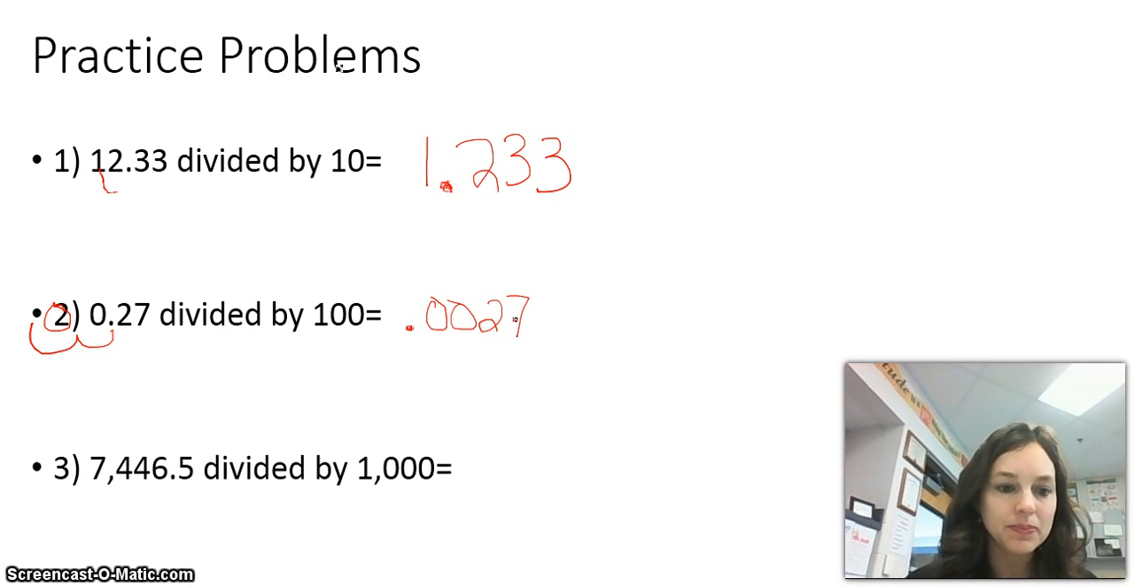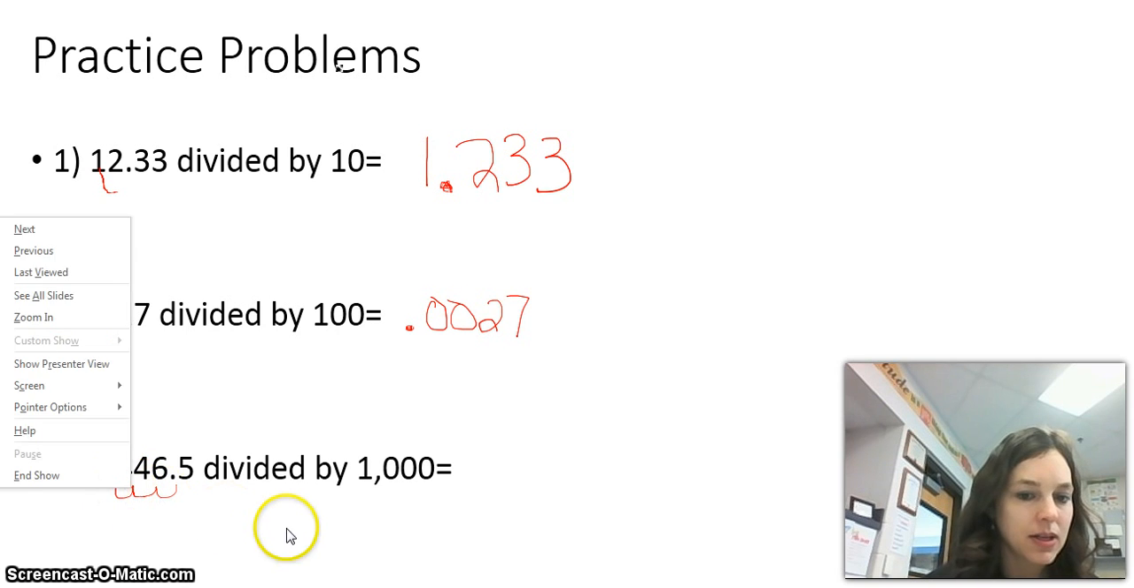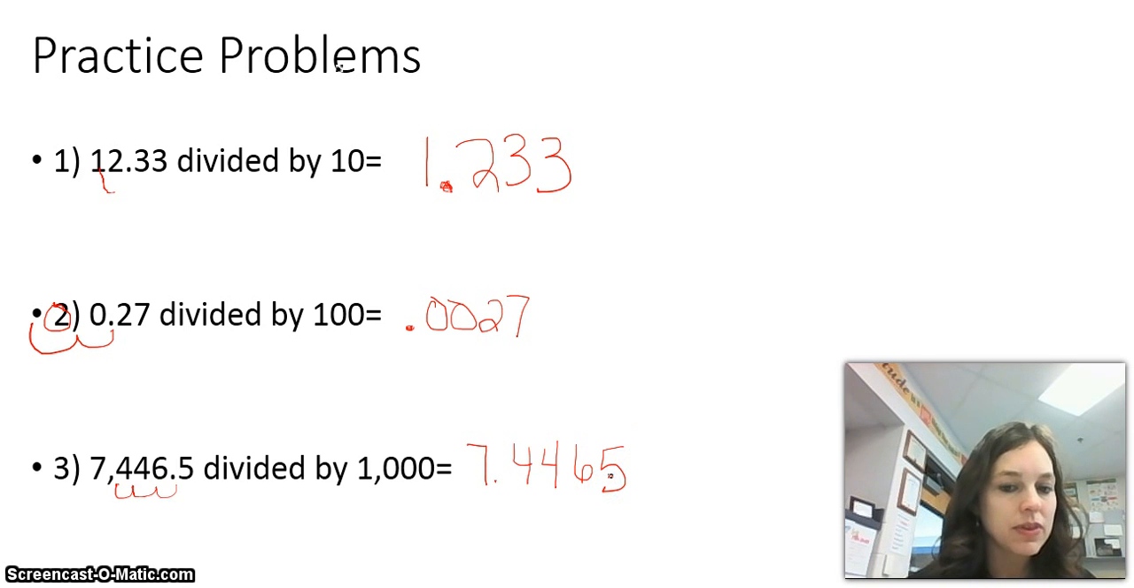Let's try the next one. We have 7,446 and 5/10 divided by 1,000. Well, since I have 3 zeros in 1,000, I want to move my decimal point 3 spaces to the left. So I will take this decimal point and I will go 1, 2, 3. And my final answer then would be 7.4465, which is 7 and 4,465 10,000ths.